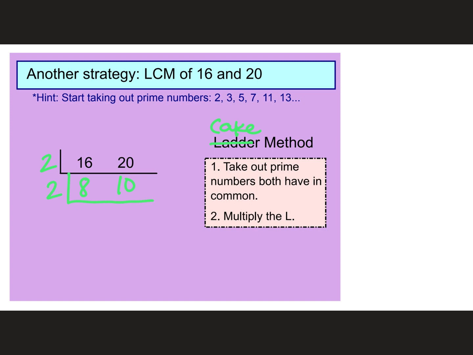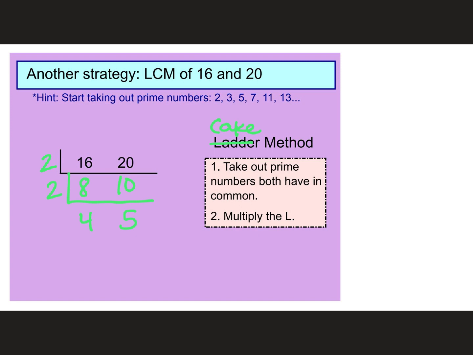They can both be divided by 2. 8 divided by 2 is 4. 10 divided by 2 is 5. There's nothing that 4 and 5 can both be divided by other than 1, so that's where I stop. Now remember, for greatest common factor, we just multiplied what was on the side.